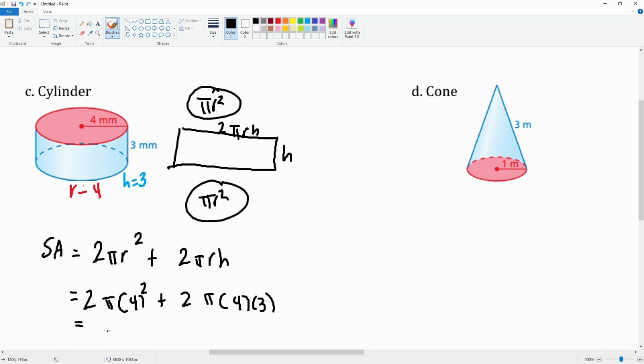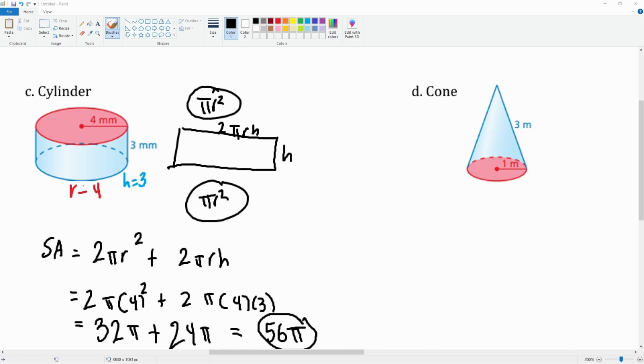So this is 16 times 2, that's 32 pi, plus 4 times 3 times 2. This is 24 pi, which is equal to 56 pi. There you go. That is the surface area of that cylinder.